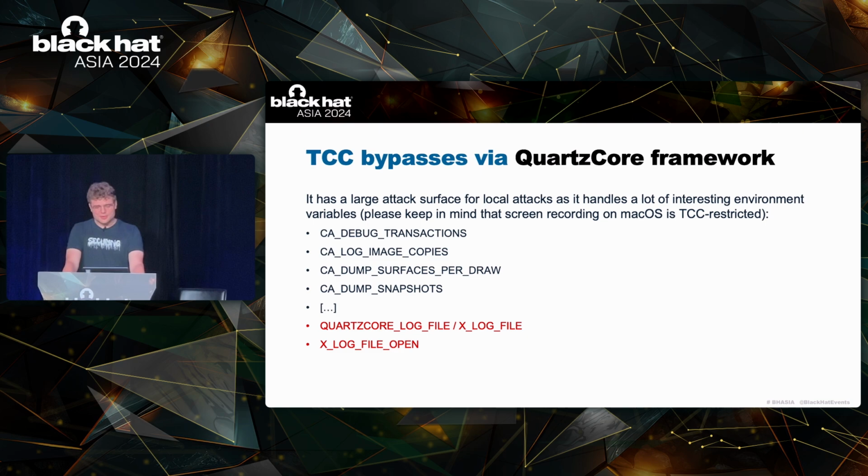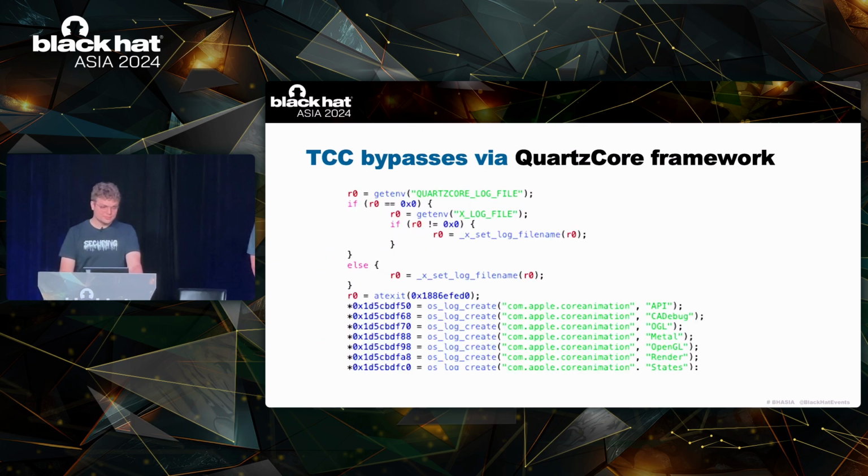And because QuartzCore is the whole 2D drawing engine, it has a lot of functionalities and a lot of environment variables that can control the behavior of the framework. So there are really a lot of envars. But I spotted two, or actually three, interesting envars. The first one is QuartzCore log file or xlog file, because in the end those two envars do the same. And the second one is xlog file open. So let's start some reverse engineering to see what they do.